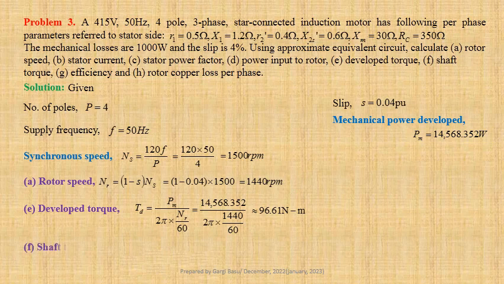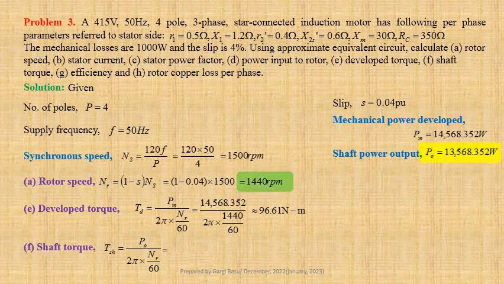Expression for shaft torque TSH equals PO divided by 2 pi into Nr by 60. We have obtained shaft power output PO equals 13,568.352 watt. Therefore, TSH equals 13,568.352 divided by 2 pi into 1440 by 60, which is approximately equal to 89.98 Newton meter.